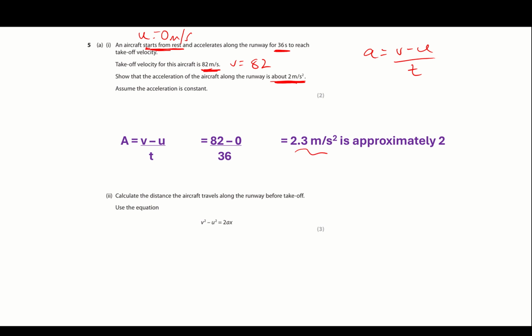Well, we get an answer of 2.3. We write a little sentence saying, and this is approximately 2. Next part, calculate the distance. So that's going to be the x in here. The aircraft travels along the runway before.